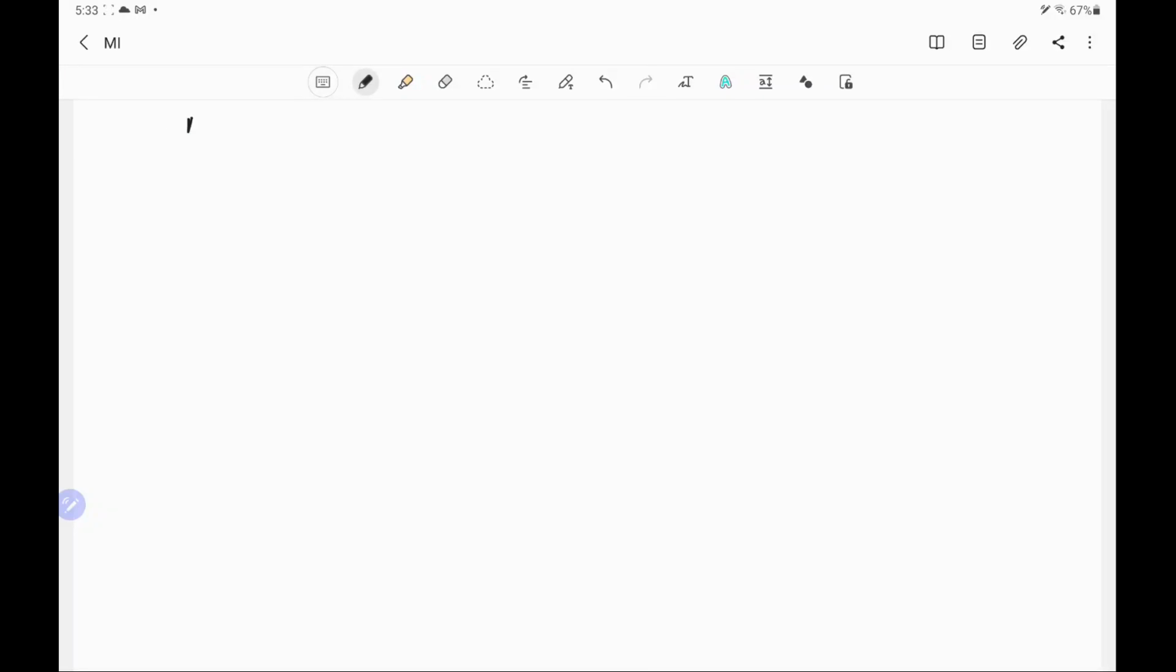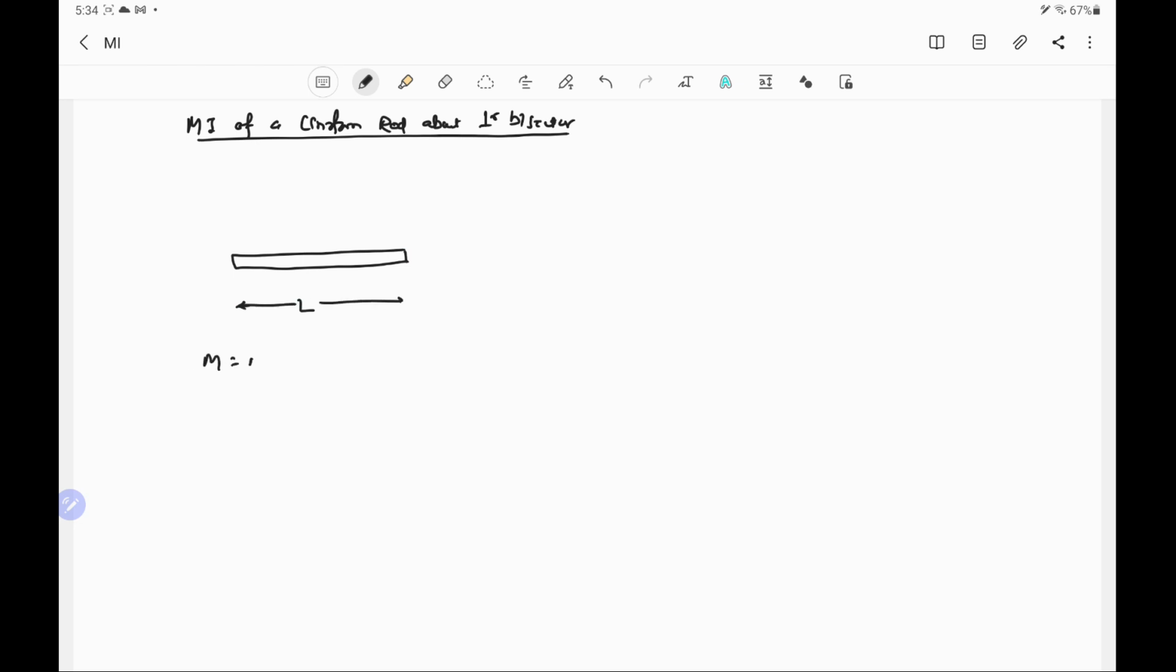Now to find the moment of inertia of a uniform rod about perpendicular bisector. Suppose this is the rod of length L and mass m. This is the length L and m is the mass of rod. That means its linear mass density is m by L. We have to find the moment of inertia about the perpendicular bisector. That means this axis is passing through the center and perpendicular to the rod.